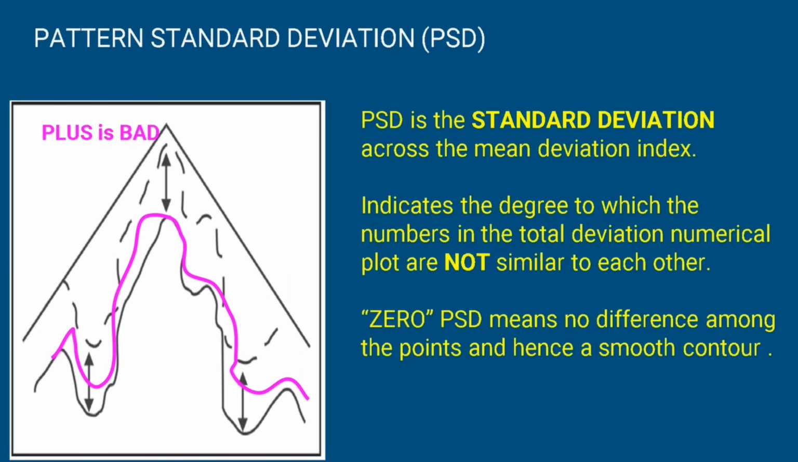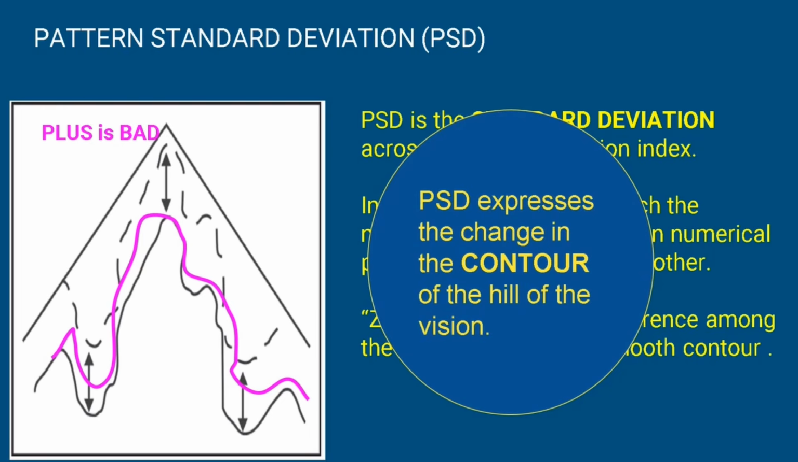Pattern standard deviation (PSD). PSD is the standard deviation across the mean deviation index. That means it tells us about the difference among the deviation points which were present in the mean index. So if there's a 0 PSD, it means there is no difference, and therefore the contour of the hill of vision will be smooth. And if you have a positive value, it means that there is a difference among the points, and that means the contour will not be smooth. So PSD expresses the change in contour of the hill of vision.